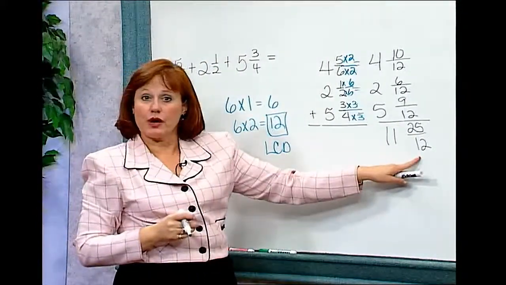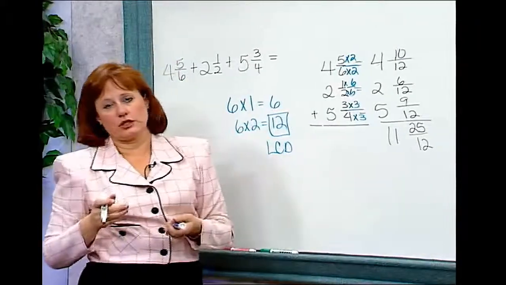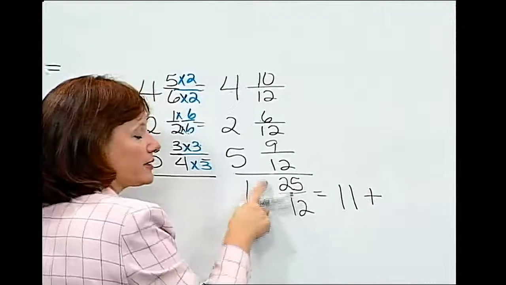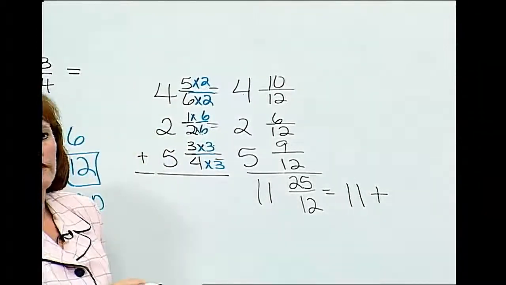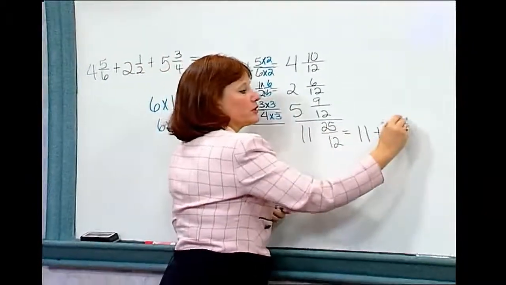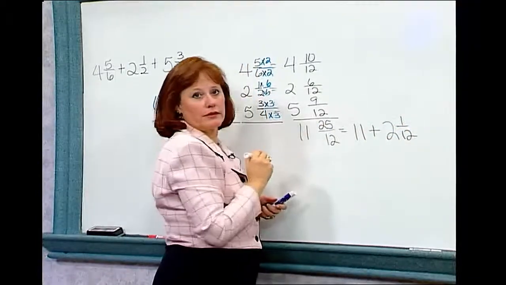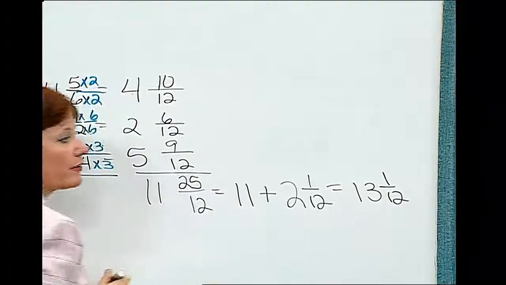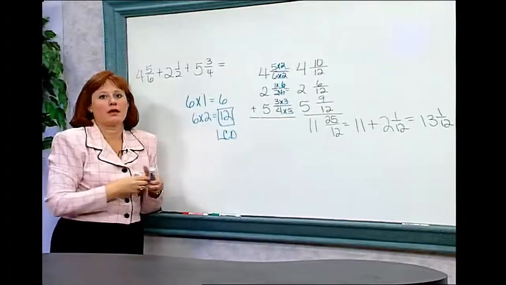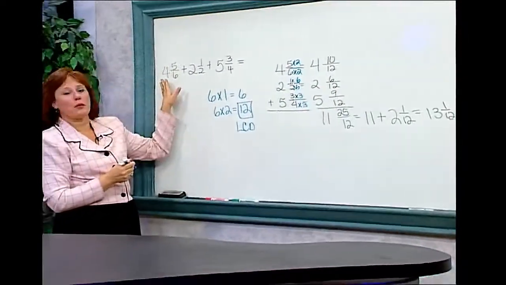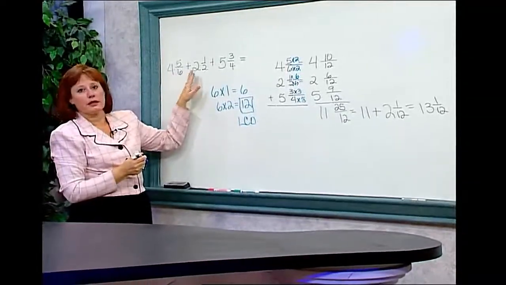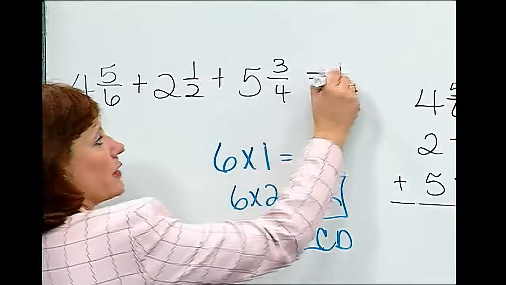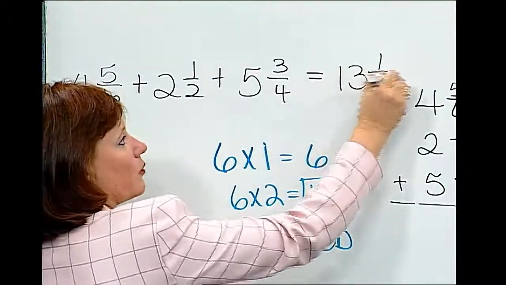I know that I have an improper fraction, so I need to change it to a mixed number. This problem is equivalent to 11 plus the mixed number form of 25/12, which is 2 and 1/12. When I add those together, I get 13 and 1/12. When I come back to my original problem, I wanted to add 4 and 5/6 plus 2 1/2 plus 5 3/4 for a final answer of 13 and 1/12.